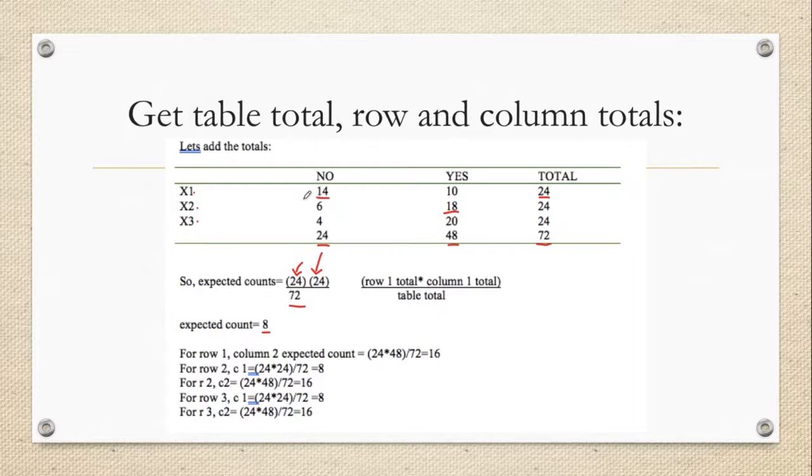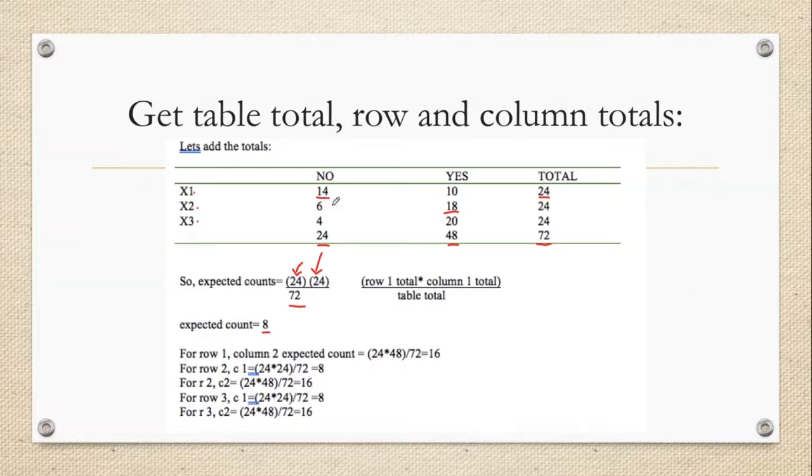Row total. So, row total is this right here. So this is X1, X2, X3. These are the patients that did not improve, patients that did improve. And so I'm going to get a row total by basically adding up these different numbers. So 14 plus 10 would give you 24. I could do that for each of these. 6 plus 18 would give you 24. 4 plus 20 gives you 24.